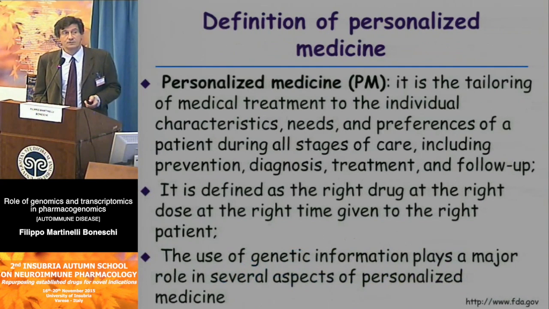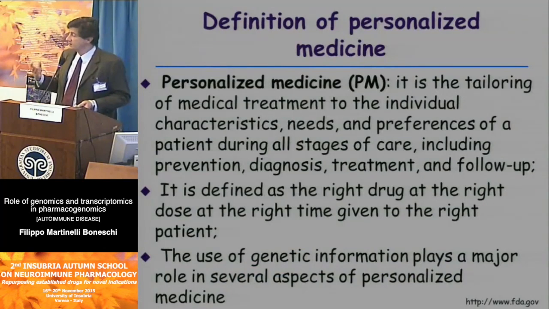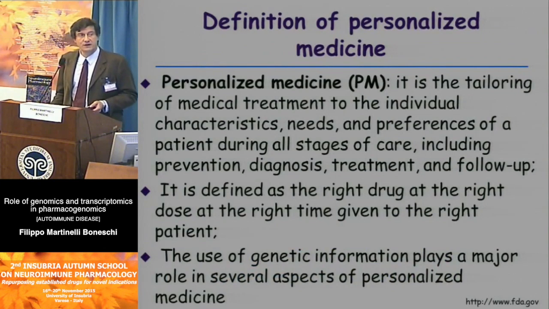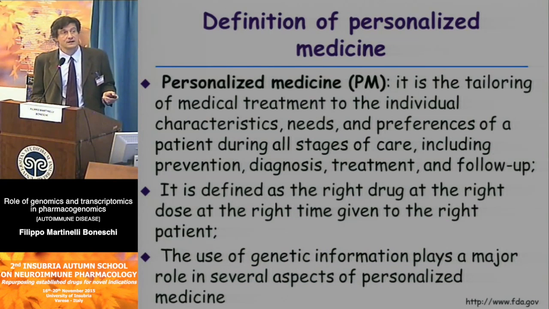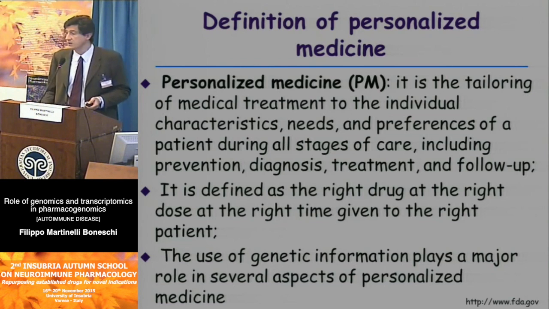And how about personalized medicine? I think that it is a concept which is very much in use for clinicians, but I think that also basic scientists should be aware of it. So we can use a definition which is more complex. We can say that personalized medicine is the tailoring of medical treatment to the individual characteristics, needs, and preferences of a patient during all stages of care, which include prevention, diagnosis, treatment, and follow-up.